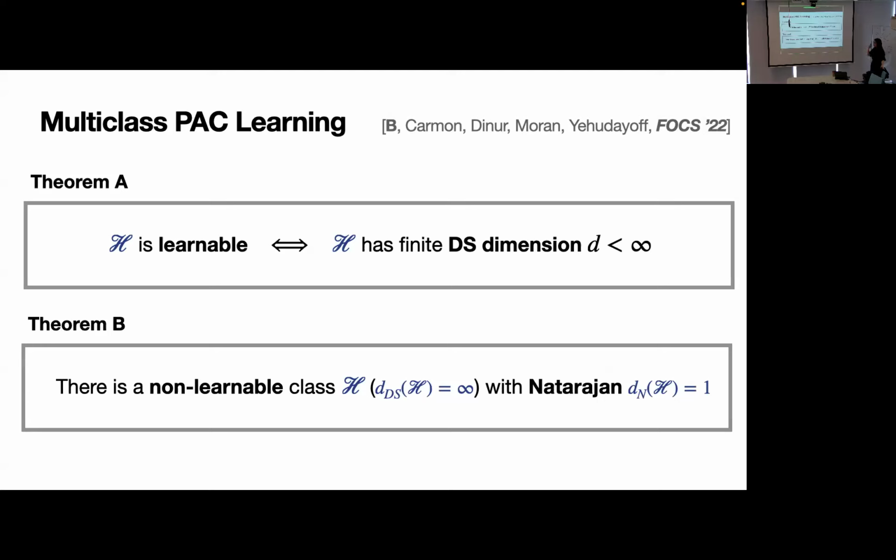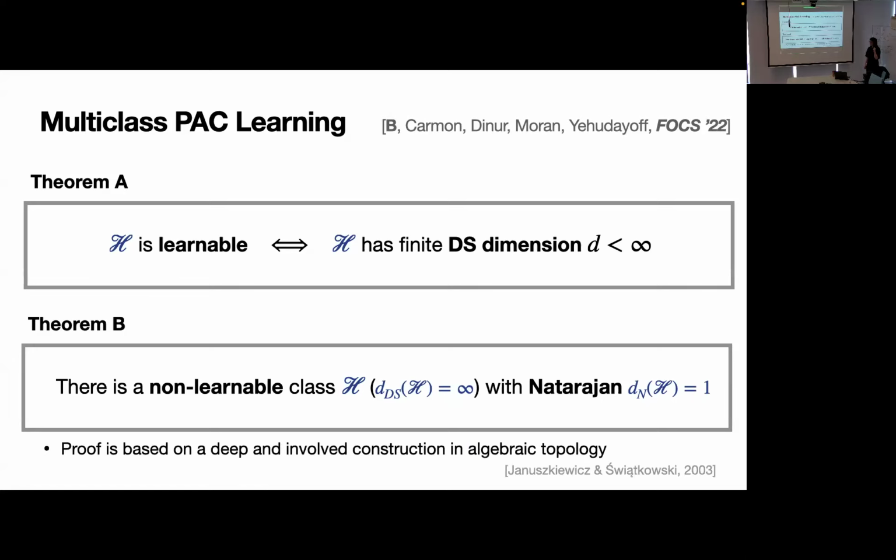But then we eventually show that there is a non-learnable class H with infinite DS dimension, so infinitely large pseudocubes, such that the Natarajan dimension is just 1. So the gap can be very, very large. The way we show this result is by identifying a connection between learning theory and algebraic topology. The proof is based on a deep and involved construction in algebraic topology by Mshkevitz and Shwiatkowski in 2003.